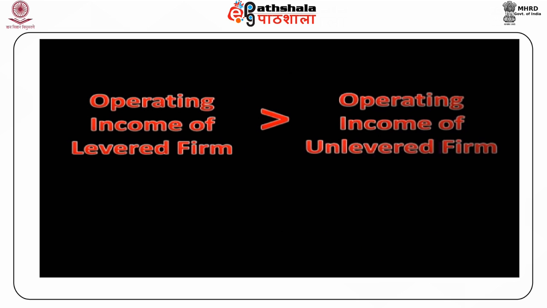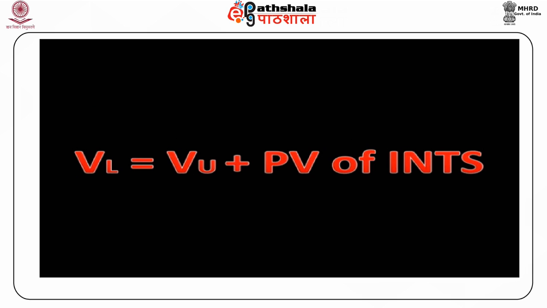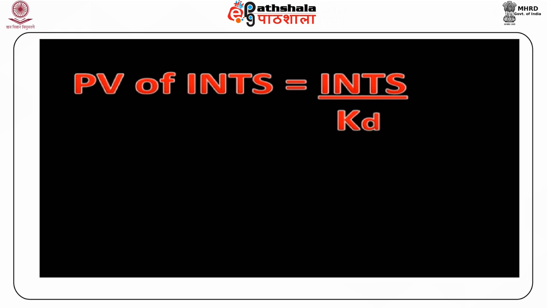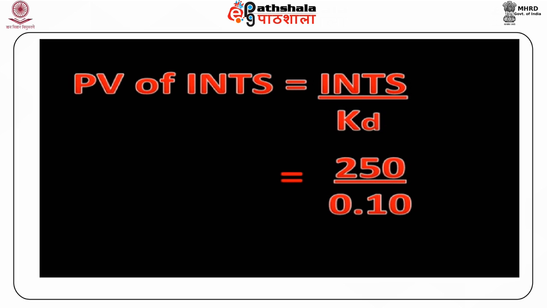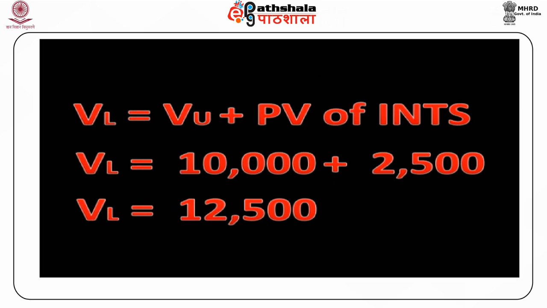As we already know, the levered firm has higher income than the unlevered firm. Its value will also be higher, hence the value of the levered firm will be the value of the unlevered firm plus the present value of the interest tax shield. The present value of the interest tax shield is calculated by dividing the interest tax shield by the cost of debt, that is 250 divided by 0.1, which is equal to 2500. Thus, the value of the levered firm will be ₹12,500, as the sum of the value of the unlevered firm and the present value of the interest tax shield.